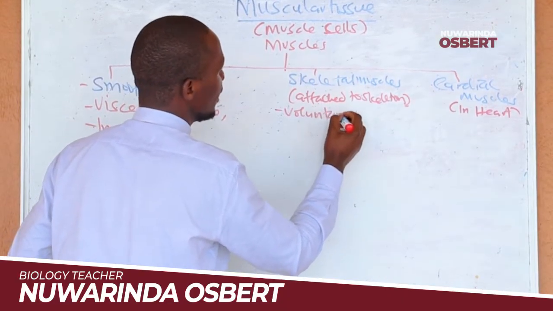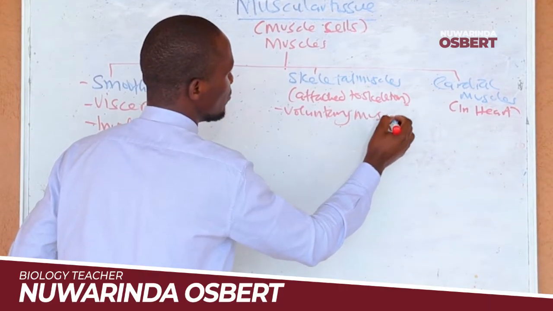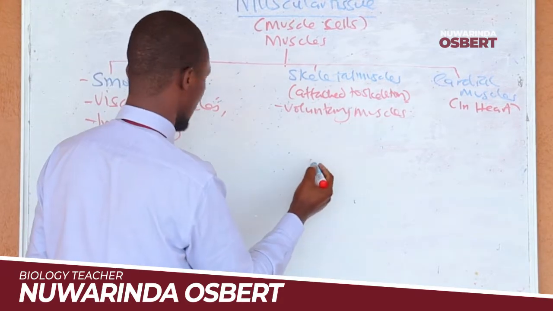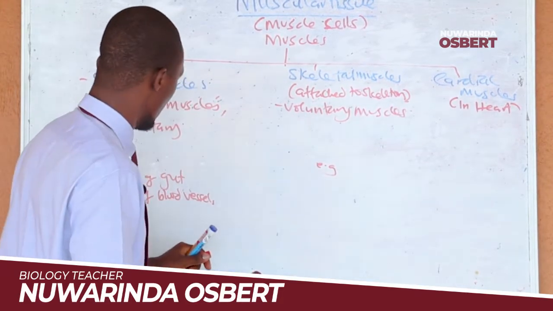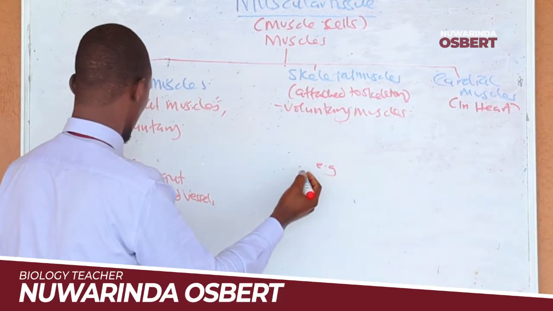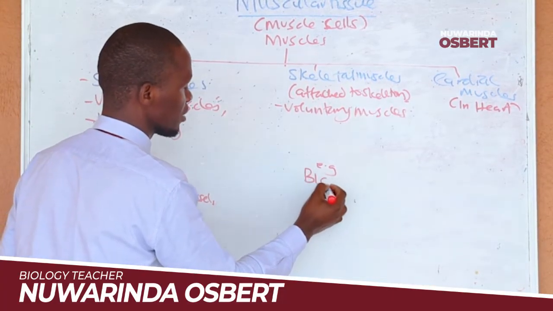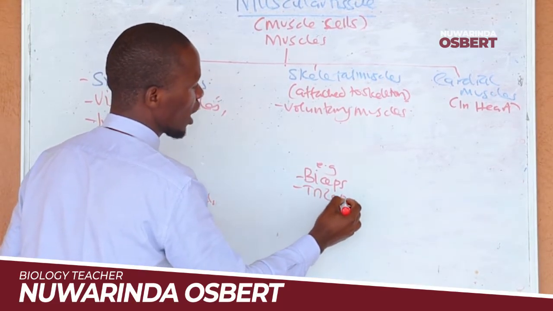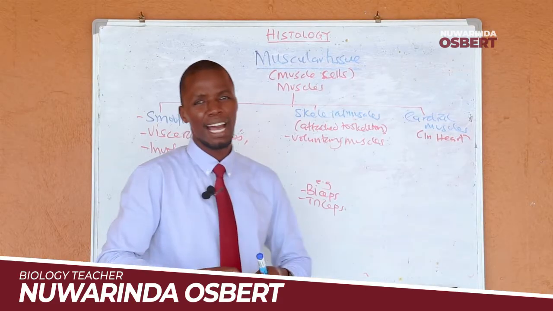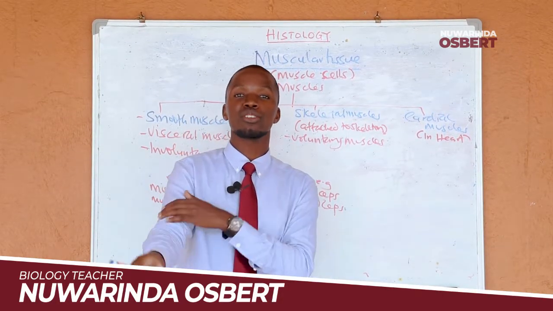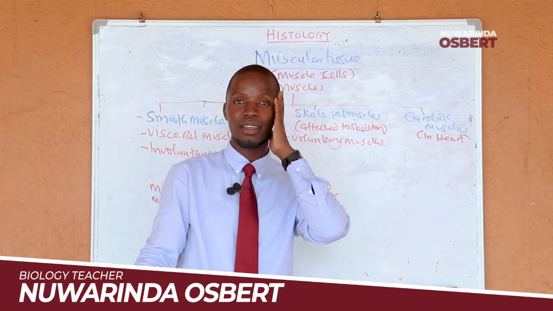They are voluntary muscles. What do we mean by voluntary muscles? Examples of these muscles are biceps and triceps in your arms. You cannot just say, I was just there, all of a sudden I found my muscles moving. No. For these muscles to move, you are the one who first thinks about it.